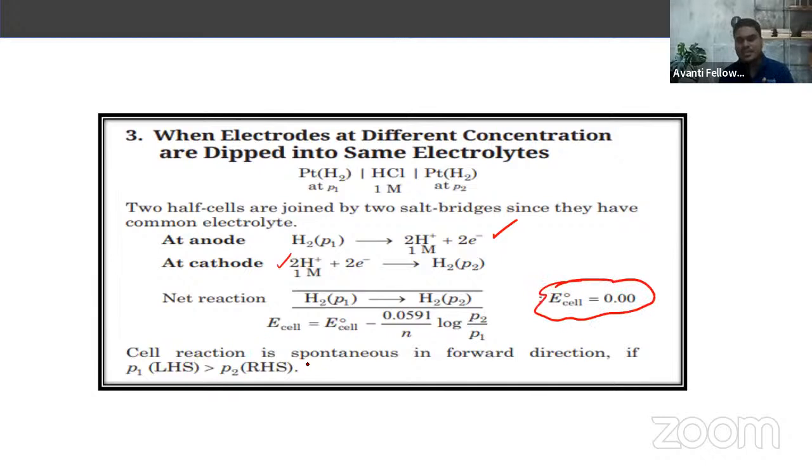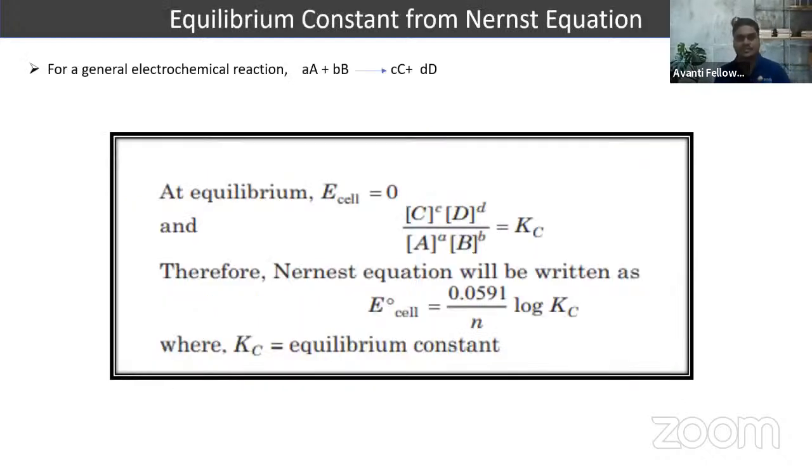So the cell reaction is spontaneous in the forward direction if the P1 of LHS, that is the pressure of the left hand side, is greater than the pressure at the right hand side. Left hand side means what, beta? That is the anode part. Then only the cell reaction is spontaneous. So these all are the different cases of the Nernst equation.